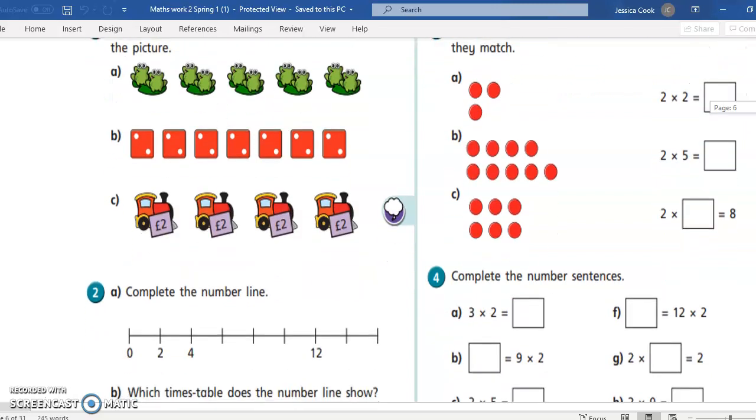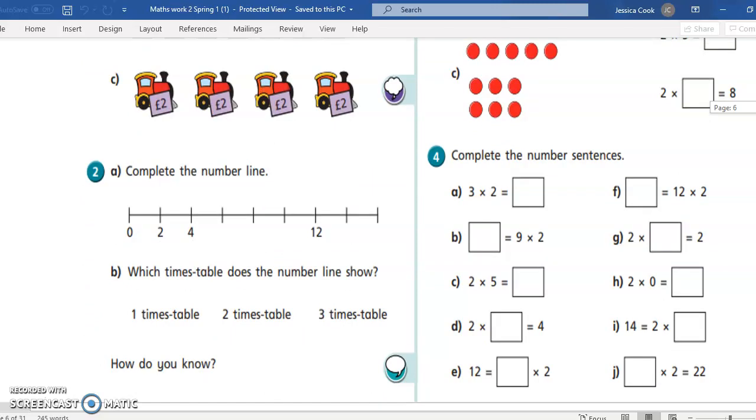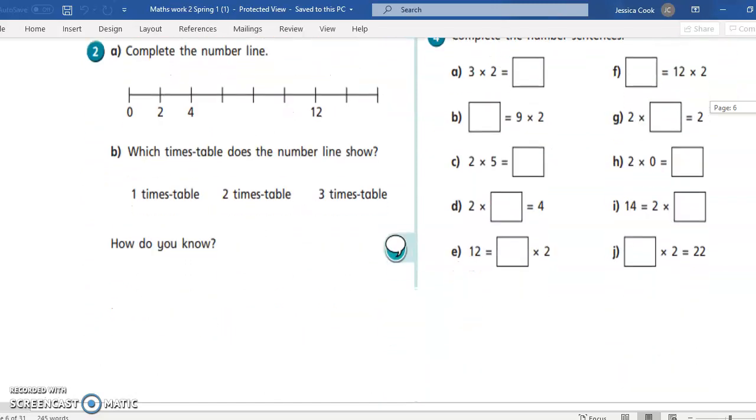Question 4, complete the number sentences. So with these, you might want to get some groups of things. So you might want to get 3 groups of 2. You might want to draw an array to help you. So get a piece of paper to help you here.